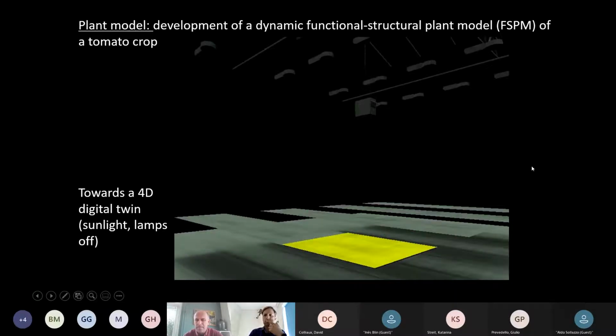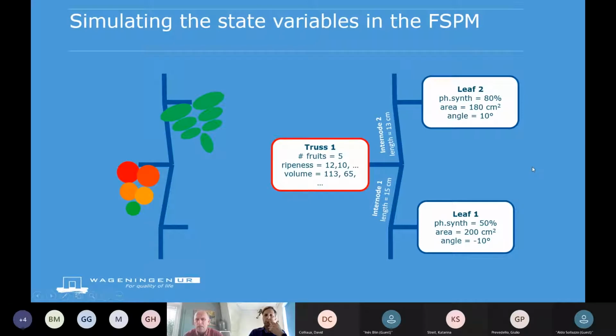Next slide. You can see here, I indicate that the FSPM model needs a lot of data. So per organ, we want to know its size, its ripeness, its volume, the angles, the length, etc. All those architectural things you want, also the physiological things. And you can imagine that for a whole greenhouse, you want to know of each organ its state. And that is what the digital twin is about in our approach.